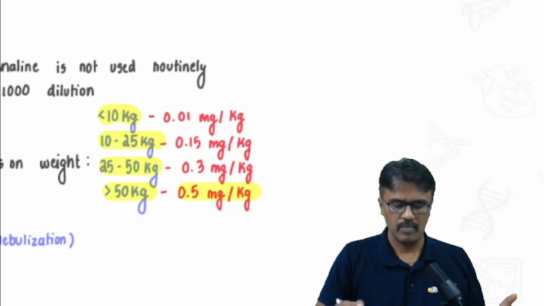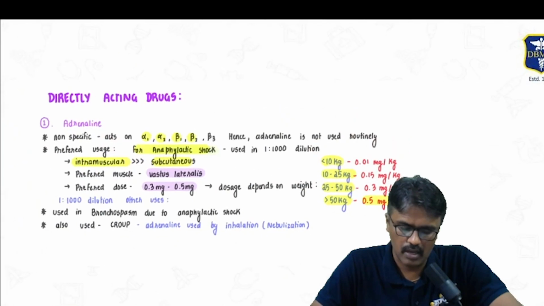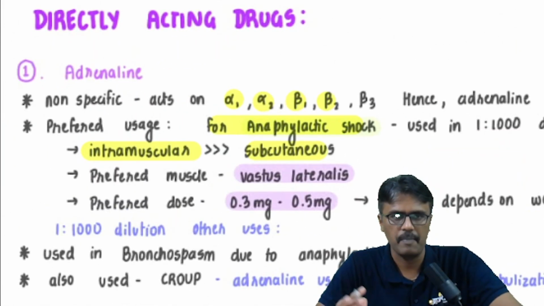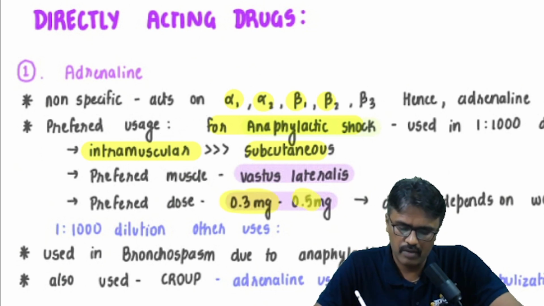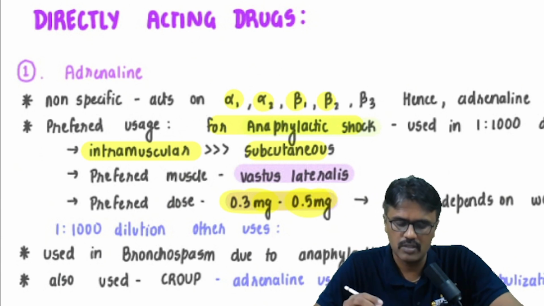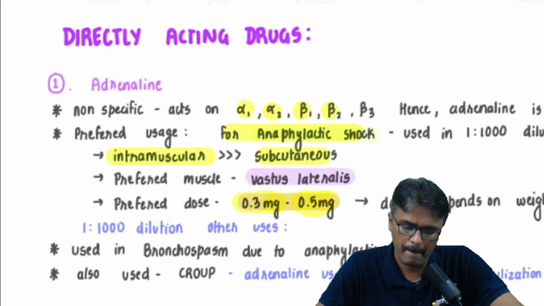So adult is 0.5 milligram. This is how we had discussed this. For your purposes, you have to remember only 0.3 to 0.5 milligram, that much is fine. No need of remembering it per kg. So the dose is 0.3 or 0.5 milligram. In mls it is 0.3 to 0.5 ml. That is the important thing.